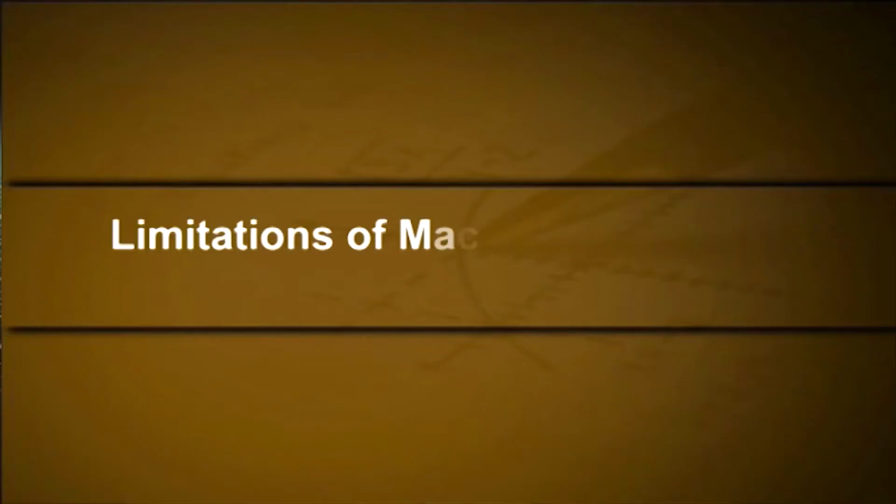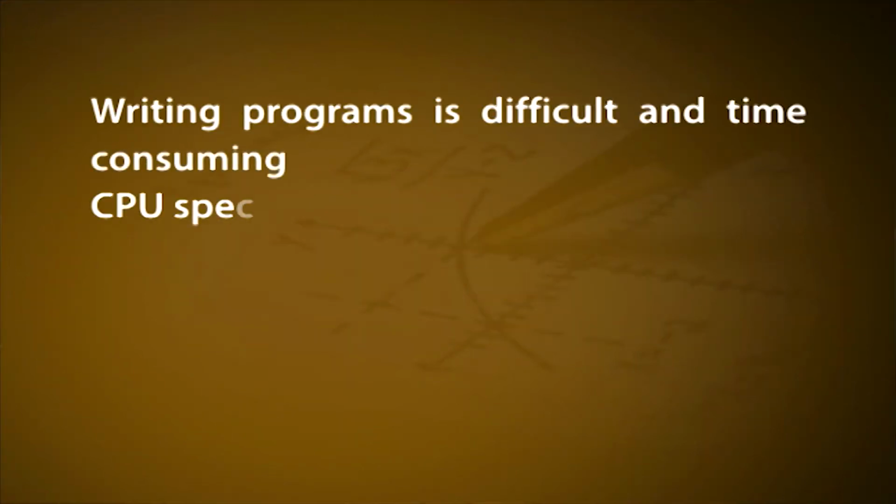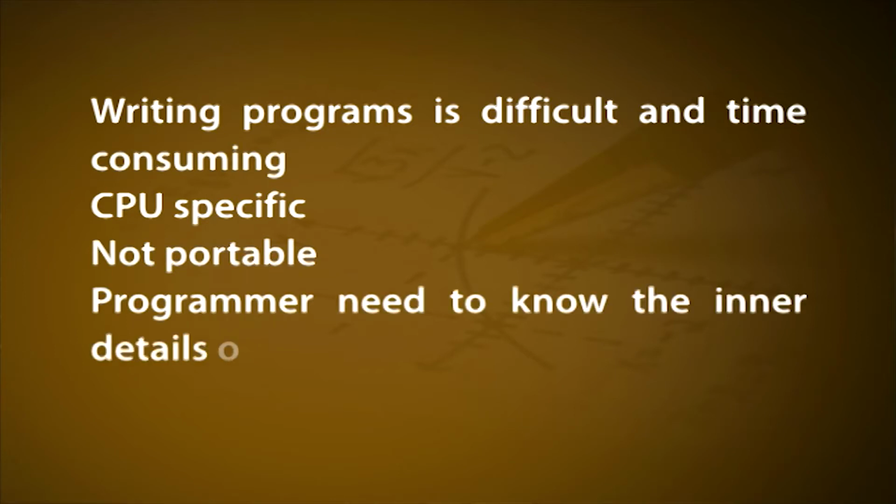A symbolic program written by a programmer in assembly language is called a source program. After the source program has been converted into machine language by an assembler, it is referred to as an object program. Limitations of machine language and assembly languages: writing programs is difficult and time consuming, they are CPU specific and not portable, and the programmer needs to know the inner details of the system.